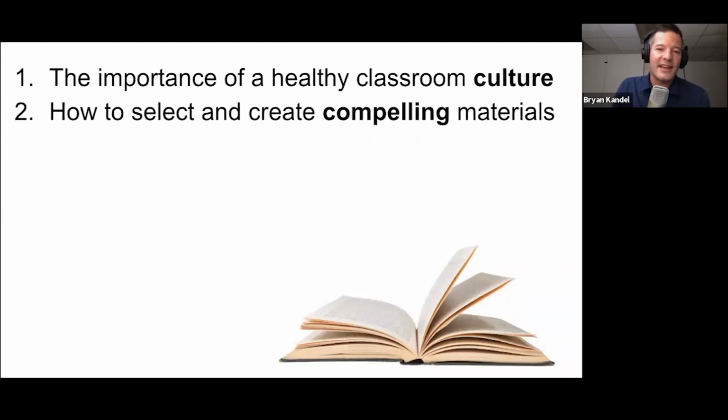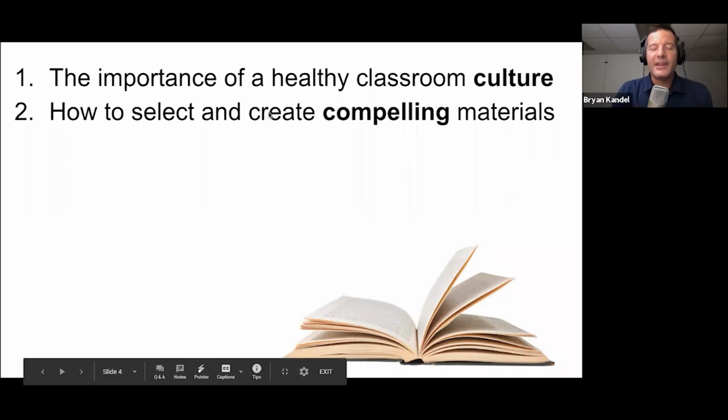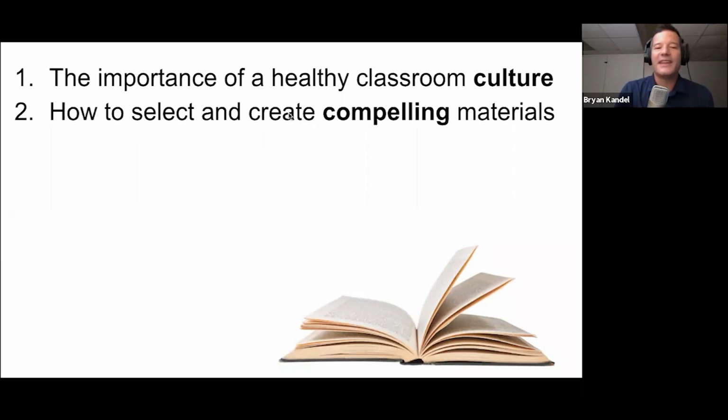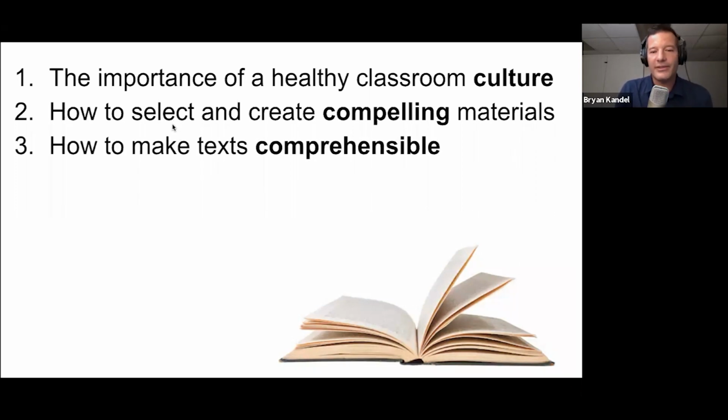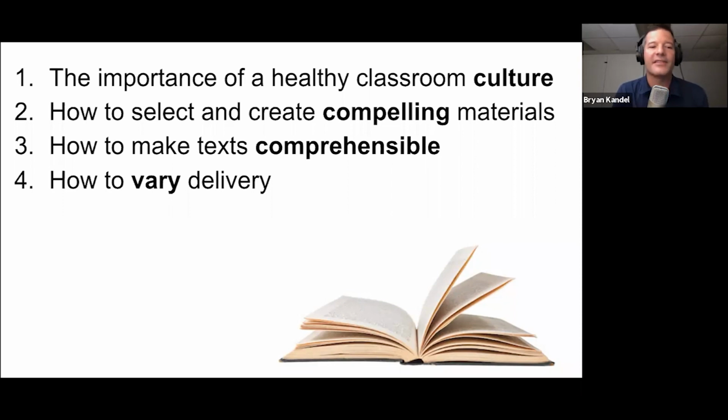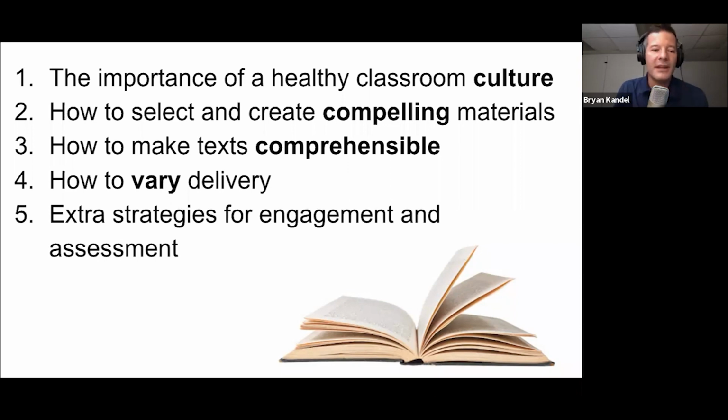We'll look at how to select and create compelling materials. Now, because we're talking about novels, we're not going to look so much at creating materials, but that is something that is a part of reading in general. But today we'll focus a lot on selecting materials that have already been created, how to make those texts comprehensible, and then how to vary our delivery, which, with a lot of us doing hybrid or remote classes, is very important. How do we deliver them at all? And then how do we vary that delivery? And then we'll get into some extra strategies for engagement and assessment. Now, because this is only an hour, assessment could be an hour or 2 or 3 hours by itself.